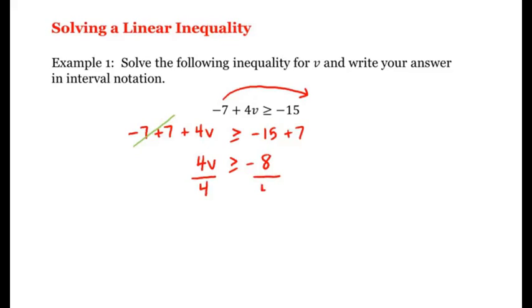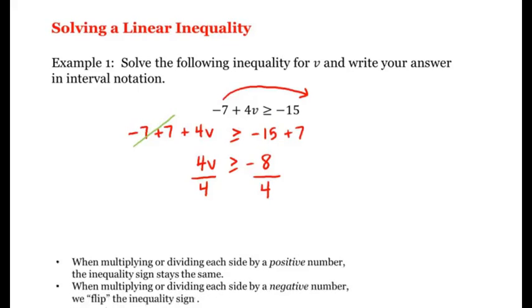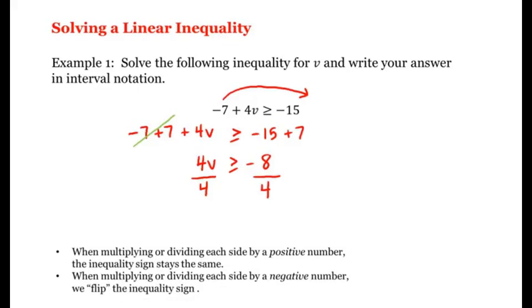which is exactly the point we need to be careful. This is where the difference between inequalities and equalities comes up. If this number 4 would have been a negative number, we would have had to flip or reverse the direction of that inequality. In other words, in general, when we multiply or divide both sides of an inequality by a positive number, the inequality stays the same, like in this case. However, when we multiply or divide by a negative number, we flip the inequality sign. Okay, so we don't have to flip our inequality here, so we have v greater than or equal to -2.